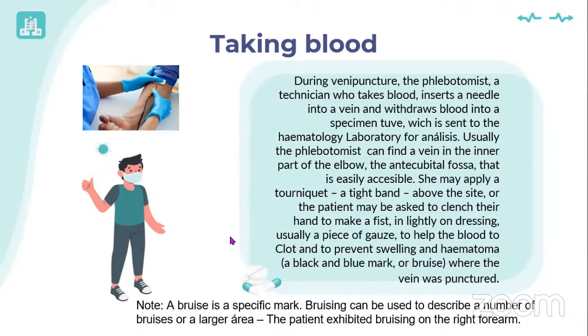Someone can help me reading this part, please? I cannot see it. Sure. Do you want me to help you? Okay, now, please. Note: a bruise is a specific mark. Bruising can be used to describe a number of bruises or a larger area. The patient exhibits bruising on the right forearm. Thank you, Jorge. Thank you so much.